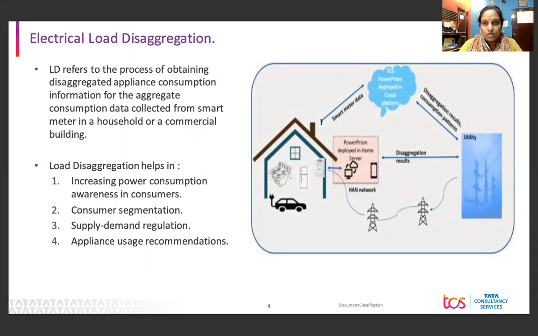This data is relayed to the utilities, which analyze the data and give the disaggregated results to the consumers. The disaggregated results consist of the appliance identification given the smart meter data and also their consumption estimates. This helps the consumers in knowing where their energy is getting spent. It also helps the utilities to recommend appliance usage methods to the consumer, and together they could work towards supply-demand regulation.